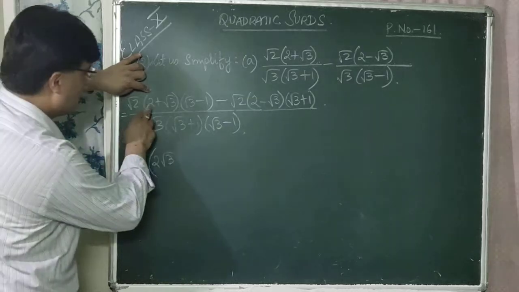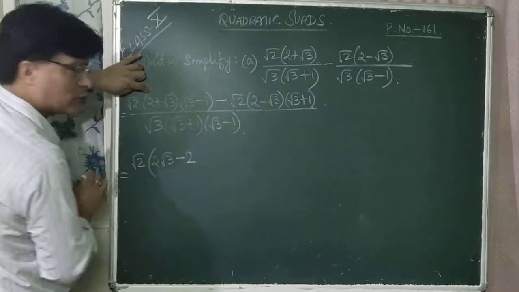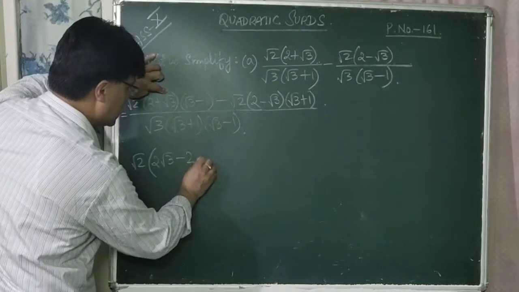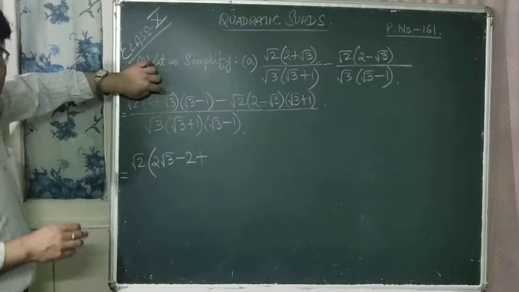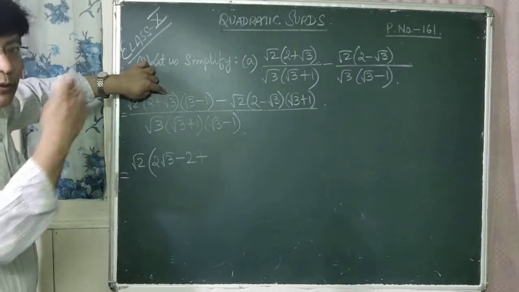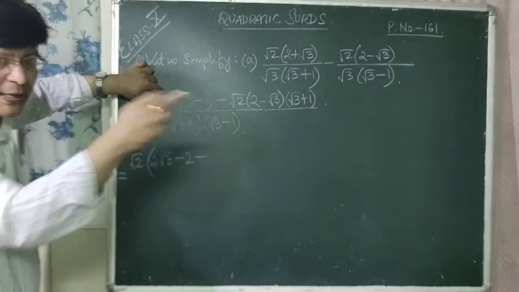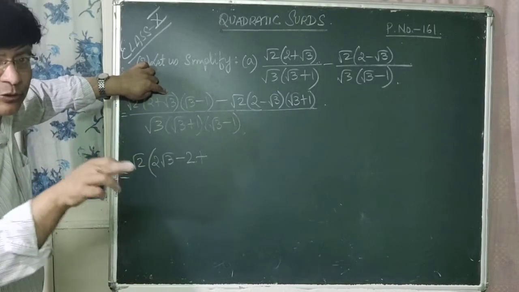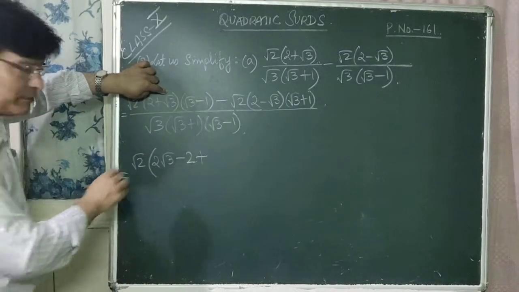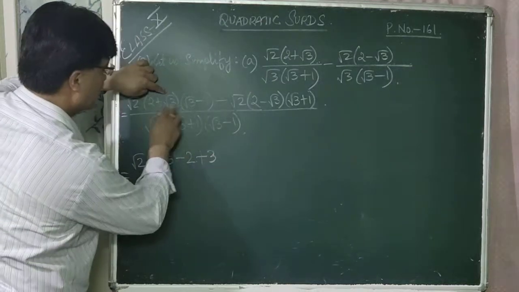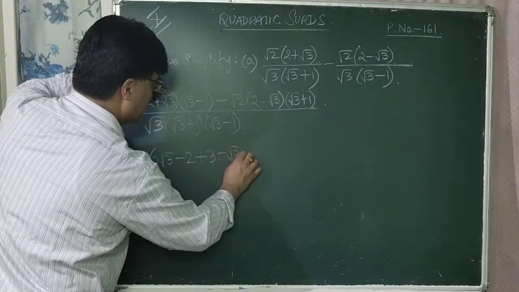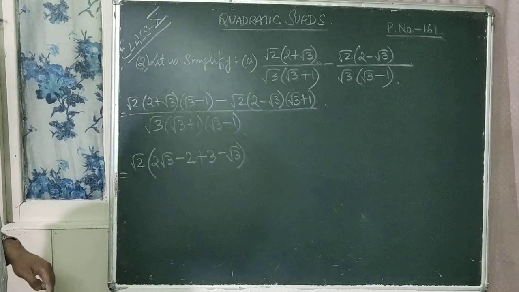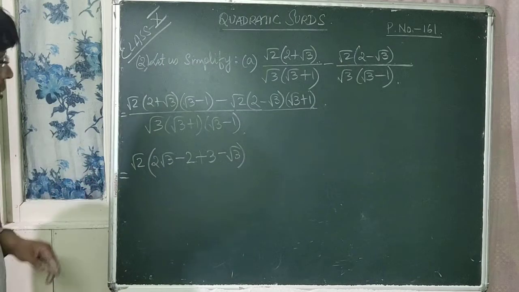Right? Plus and minus, minus. 2 ones are 2. You know that. Plus, root 3 into root 3 is root 9, or root 3 whole square. What is root 3 whole square? Only 3. Or root 3 into root 3 is root 9, and root 9 means 3. Plus 3. Plus or minus? Minus root 3. Is that clear? I think you have understood it.